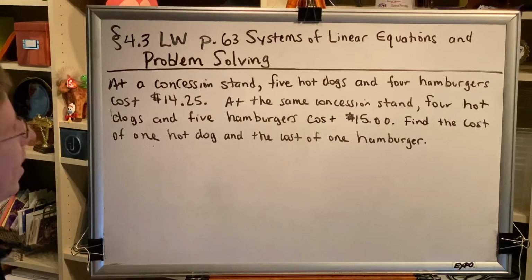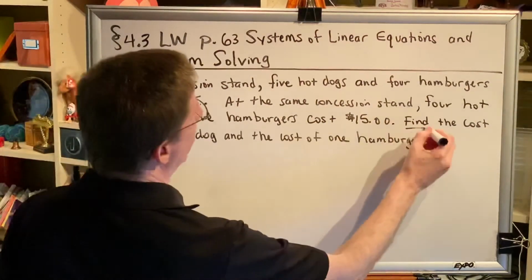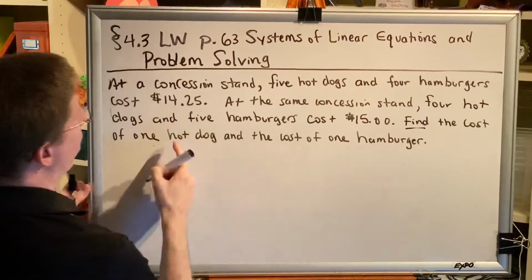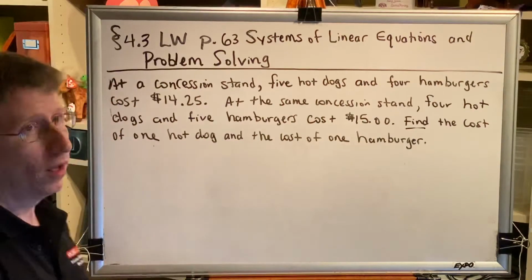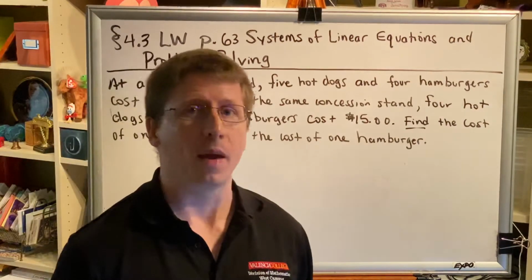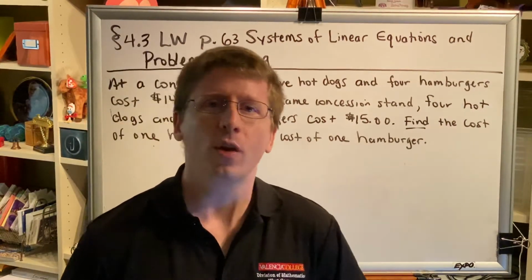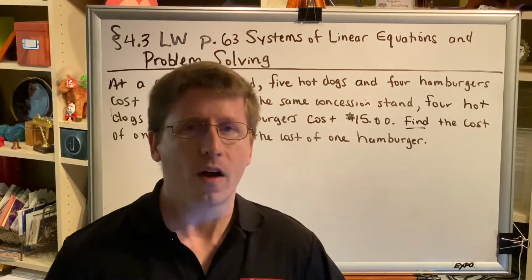Once again, it says in the last sentence, find the cost of 1 hot dog and the cost of 1 hamburger. They really spelled it out for us. They've made it very easy. So the only thing we have to be careful doing is to define our variables.